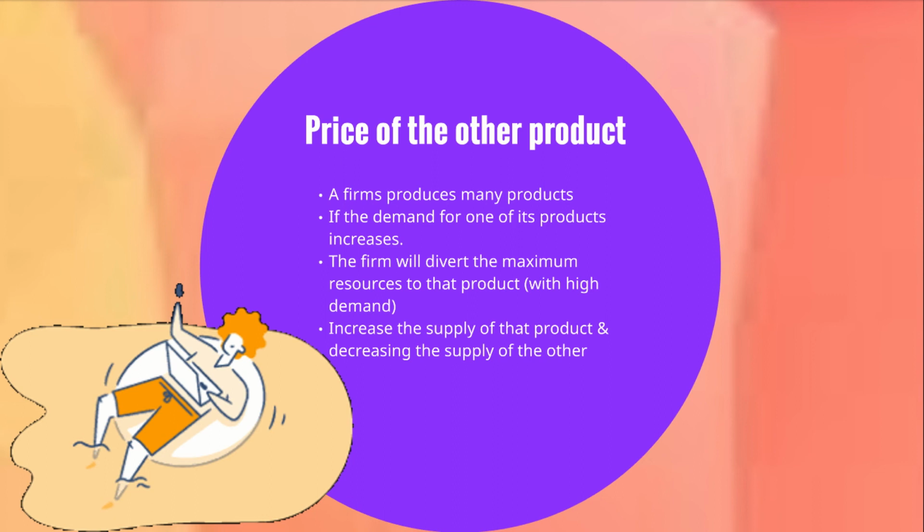Every firm will divert the maximum resources to the product with high demand. So blankets have high demand, so they will divert some more resources, not all, but blankets would get more resources to be produced, increasing the supply of that product and decreasing the supply of the other. So this shows both increase and decrease in the supply of the products.